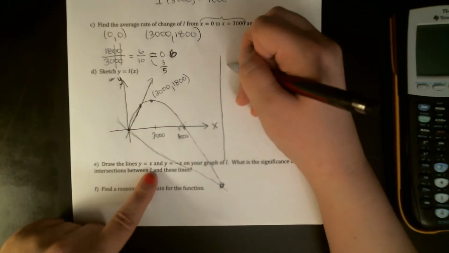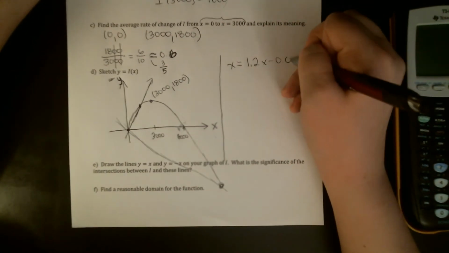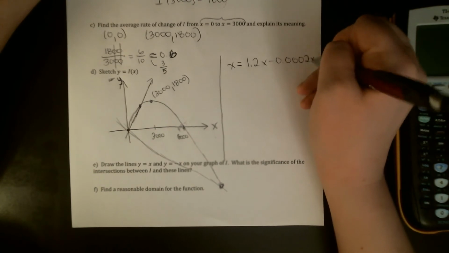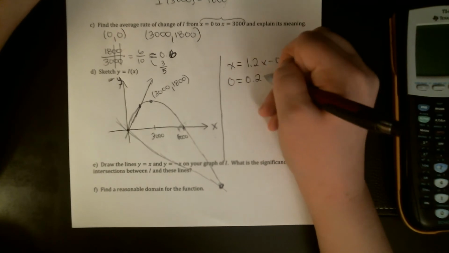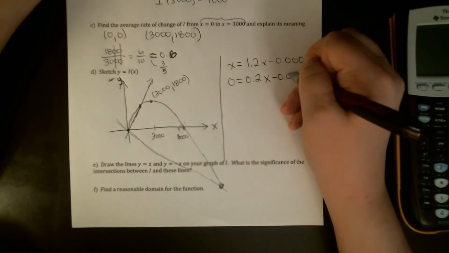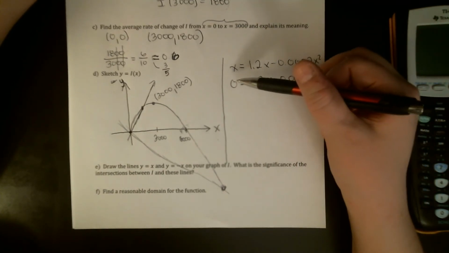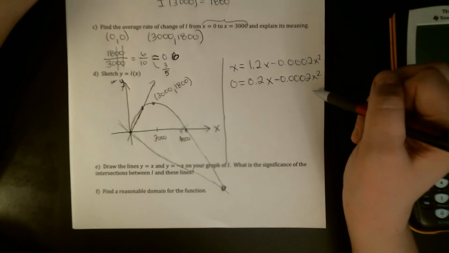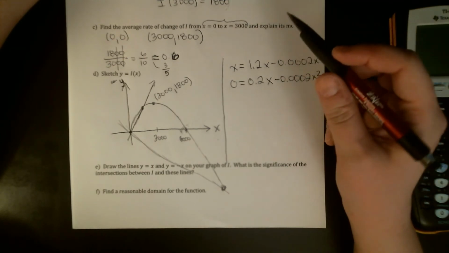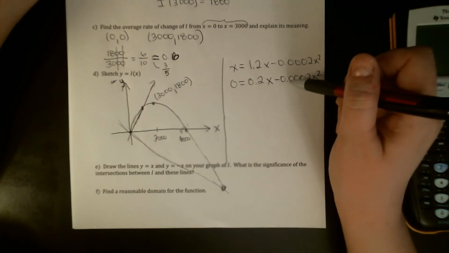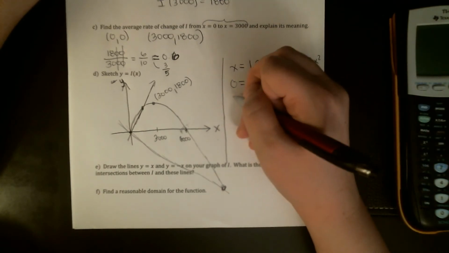So we would set the x equal to our original 1.2x minus 0.0002x squared. And then you could subtract an x. We want to set this equal to 0. Okay. And then we could factor out, in fact, I'm really tempted to, I'm going to multiply everything here by, you don't have to, but I kind of like to clear decimals. So let's see, 1, 2, 3, 4. So we'd have to multiply by 10,000.